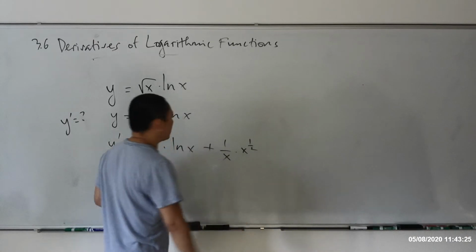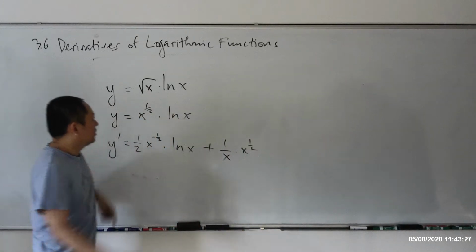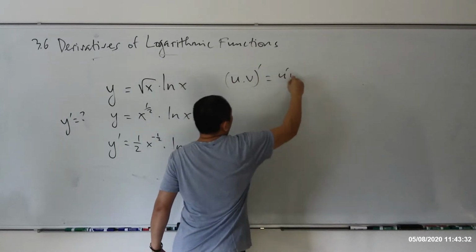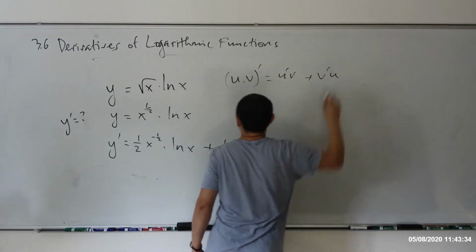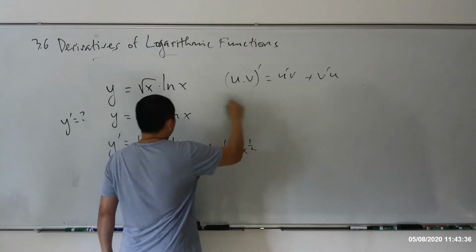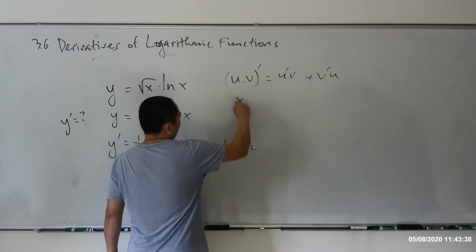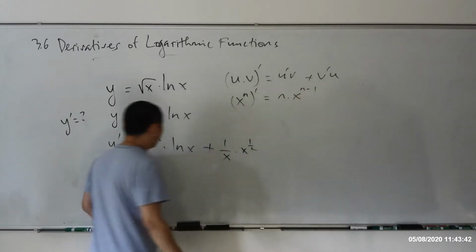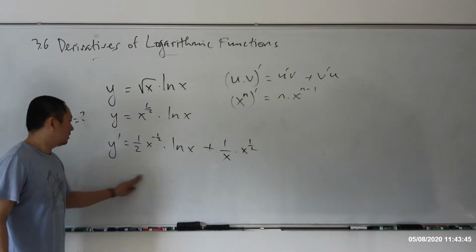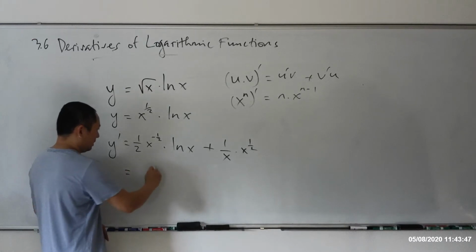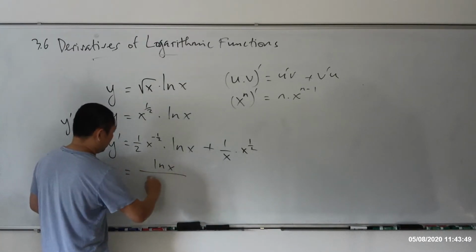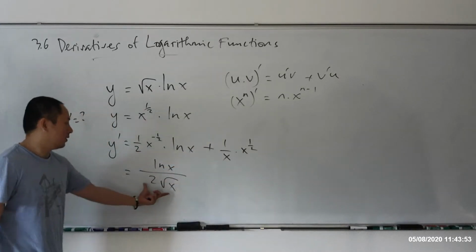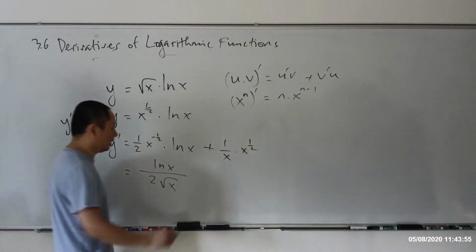Okay? I use a couple of things in here. Product rule, u times v, derivative is u prime v plus v prime u. And I use the power formula, x to the n, derivative is n times x to the n minus 1. Right? And if possible, you can go ahead and simplify. This is ln of x over 2 square root of x. I prefer the first line right here, but who knows what the book asks you. You can go another line.